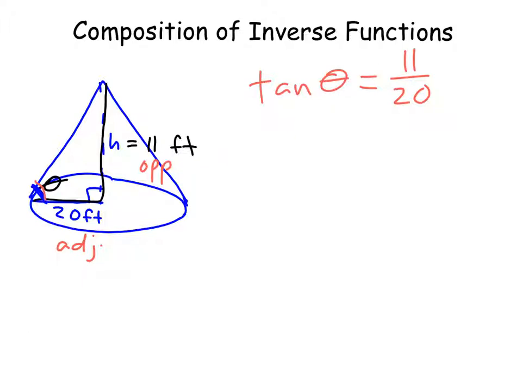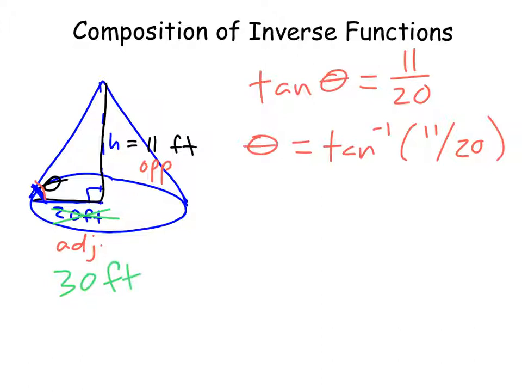Now, I could solve that using an inverse trig function and say tan inverse of 11 over 20 is the angle. Except, I don't want the angle. I mean, I could get it, and that would be just fine, except what I'm saying here is we added more salt to our pile, and the radius of the base is actually now 30 feet, not 20. How tall is the height?